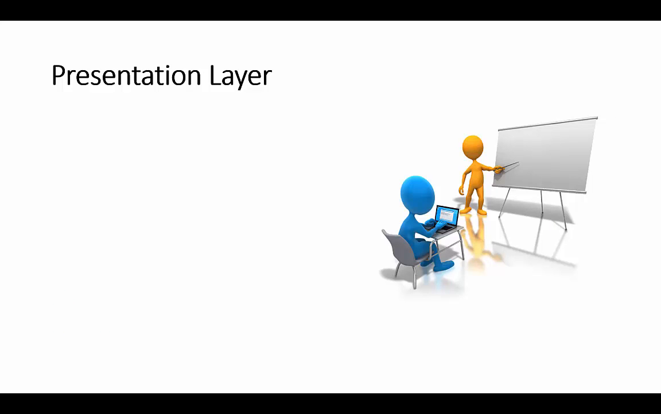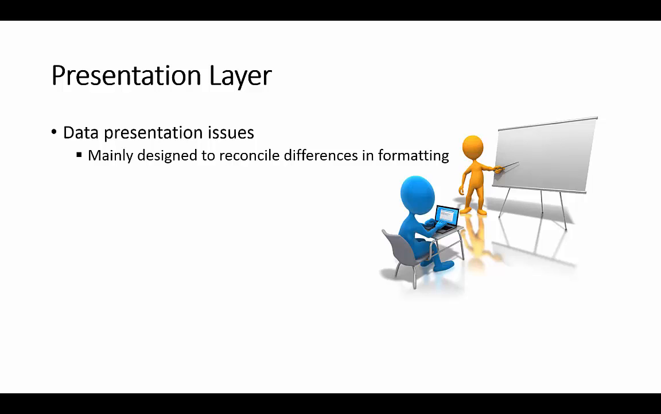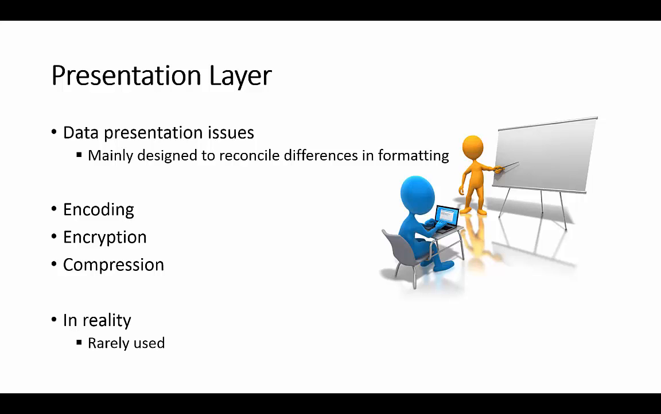The presentation layer of the OSI reference architecture is mainly there to address data presentation issues. Therefore, the presentation layer is mainly designed to reconcile differences in formatting when two different hosts are trying to exchange messages. The presentation layer is also responsible for encoding, encryption, and compression. However, in reality, the presentation layer is rarely used because a lot of these features are now taken care of by the application layer or other layers.